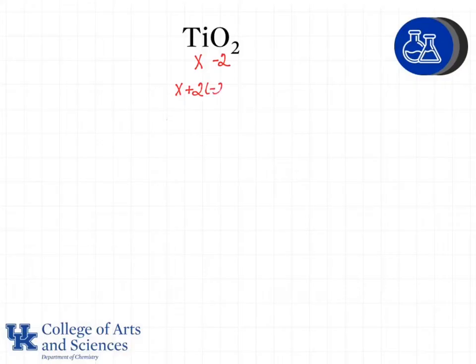So X plus 2 times -2 is going to be equal to 0 because it's a neutral compound. X minus 4 equals 0, and X equals plus 4. So the charge on titanium in this compound as an ion will be plus 4.